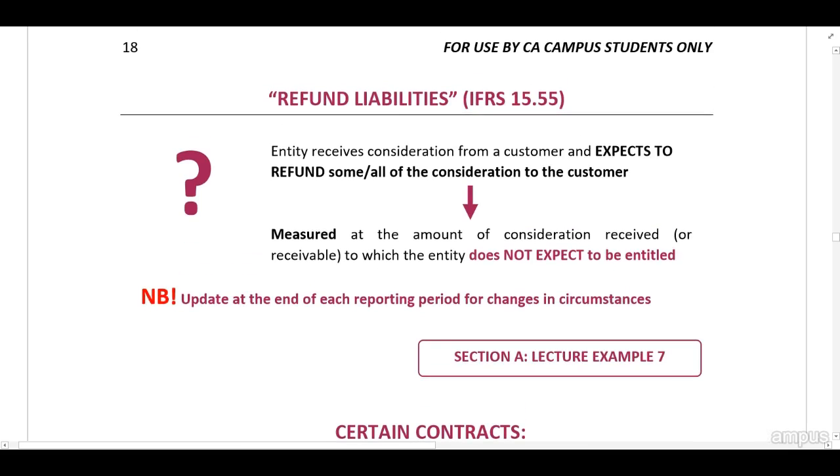Now, let's talk about refund liabilities. And this is an important one. First, if we look at the definition of a liability and you refer back to your conceptual framework, you will remember that this is a present obligation due to a past event.